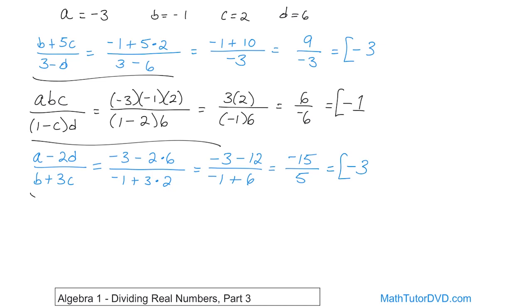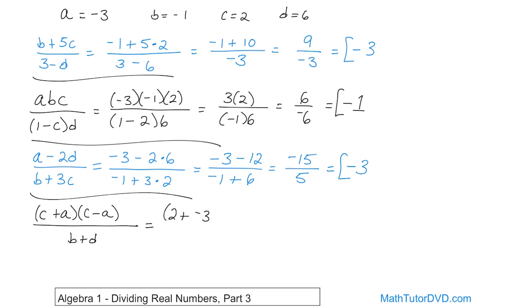And our last problem for this section is kind of cool looking. You have (c plus a)(c minus a) over b plus d. All right, now on the top here, c is going to give you 2 plus a, which is going to give you a negative 3. I'll just write it like this. And then c is going to be 2 minus a, so I'll write it like this, minus a negative 3. On the bottom is going to be b, which is negative 1, plus d, which is 6.